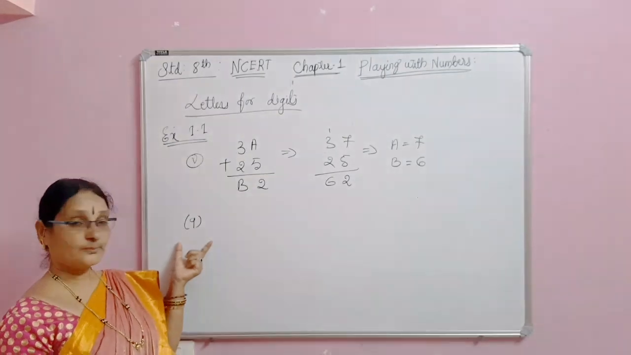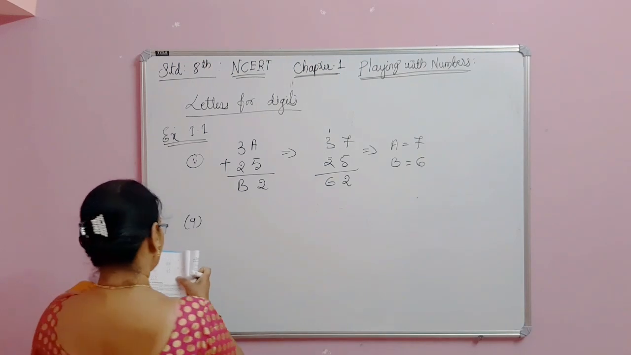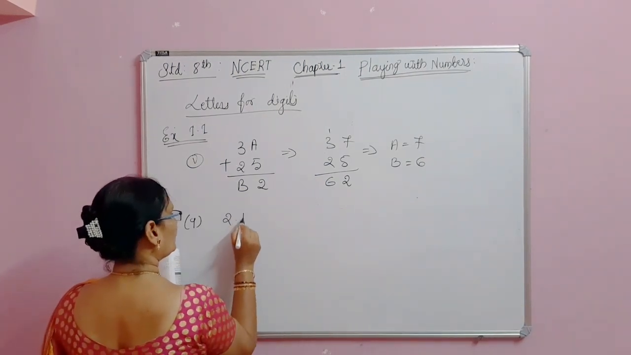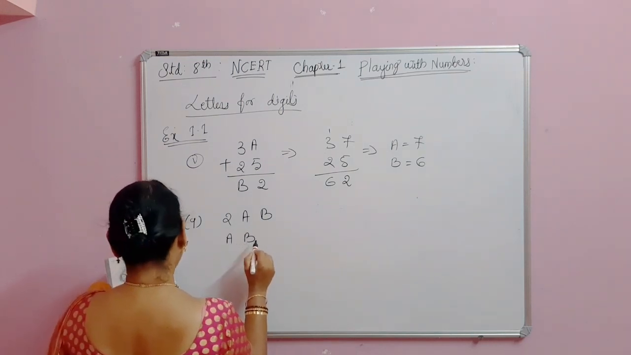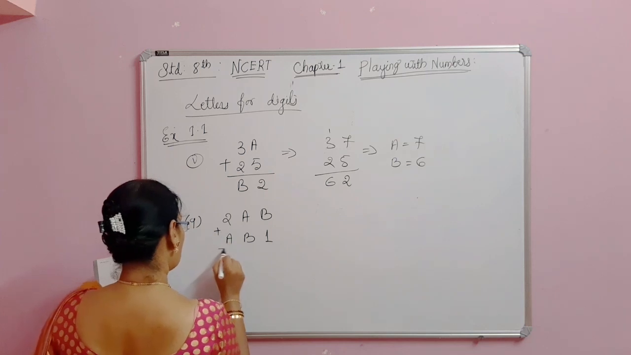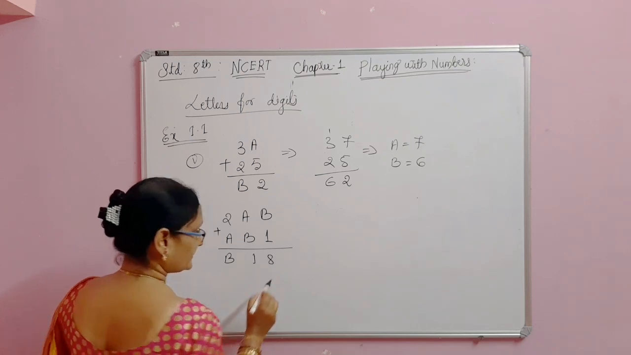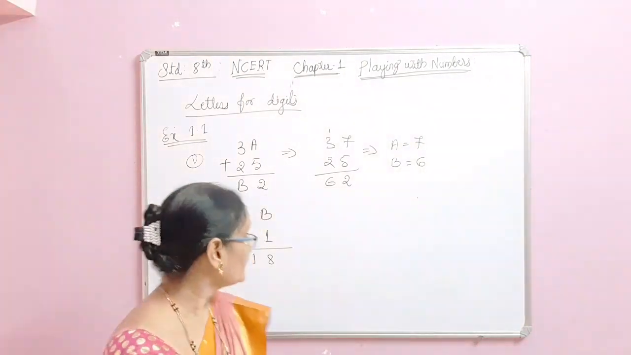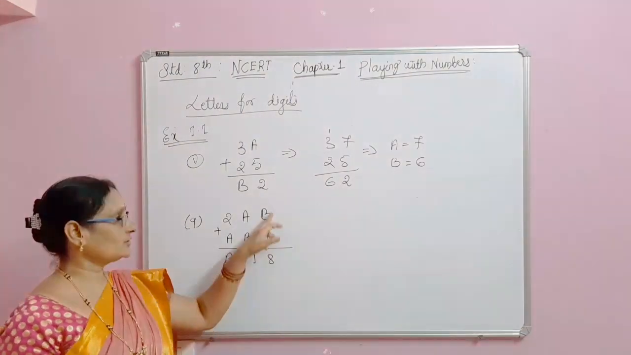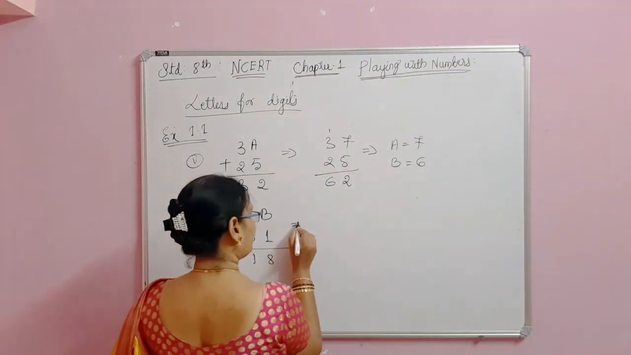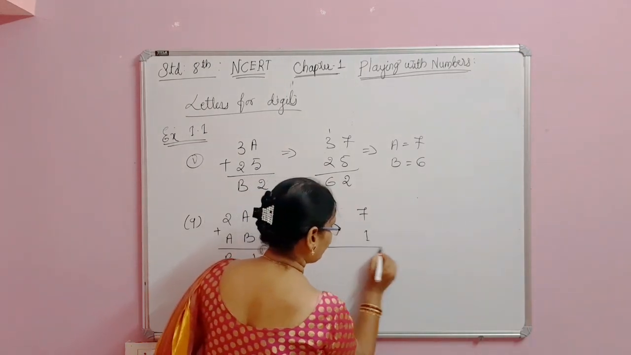Okay, next, the ninth problem from your exercise 1.1. What is that ninth problem? We will see now: 2AB plus AB1, and the answer is B18. See here, students, here 8 is there, here 1 is there. Then what must be added to 1 to get 8? 7. This implies that B is 7. 7 plus 1 is 8.